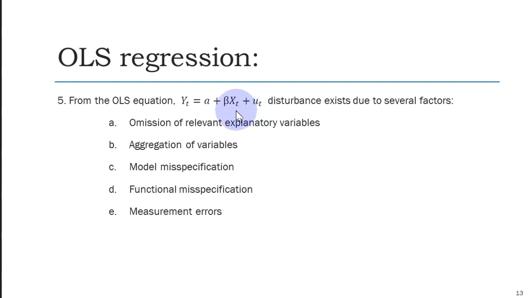And maybe the variables x or y are measured incorrectly. Maybe we need to use the actual value or the value in percentage. So if the measurement of one or more variables in the model is not correct, the error term will capture the discrepancies.